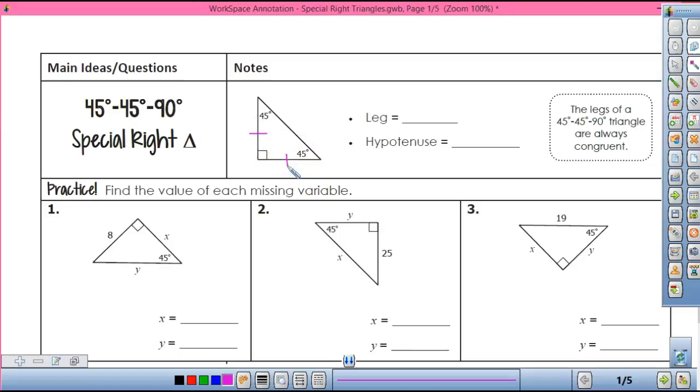So in an isosceles triangle, my base angles are congruent, and so are my legs, right? So if my legs are x, or whatever number they're going to end up being, then my hypotenuse is x times the square root of 2.